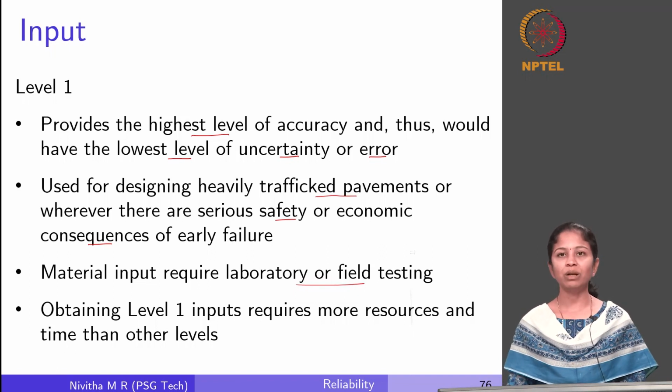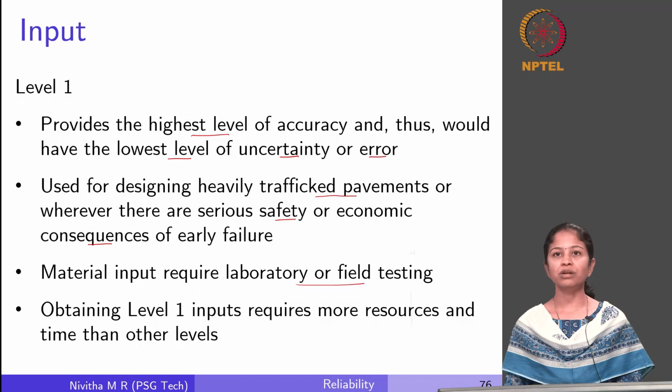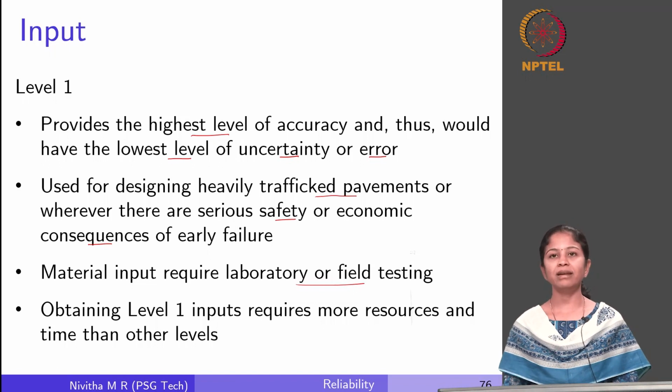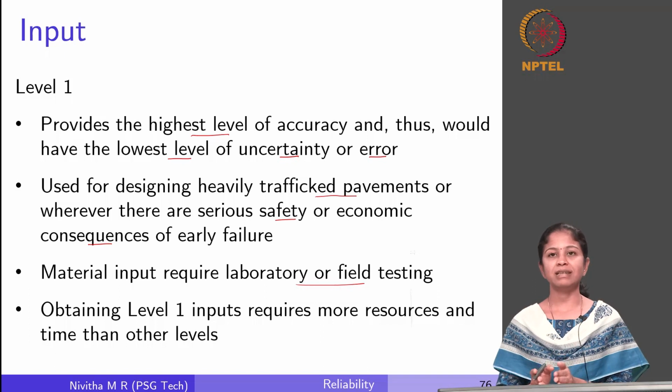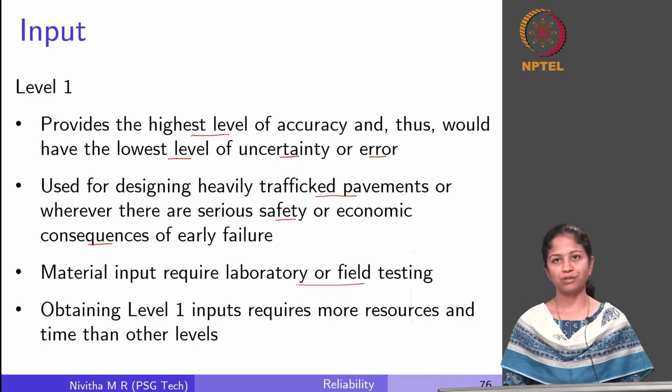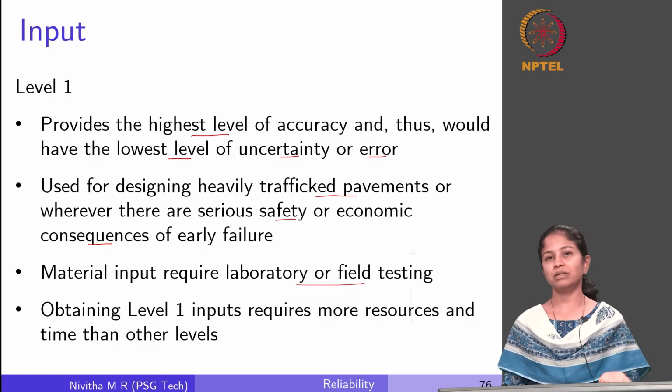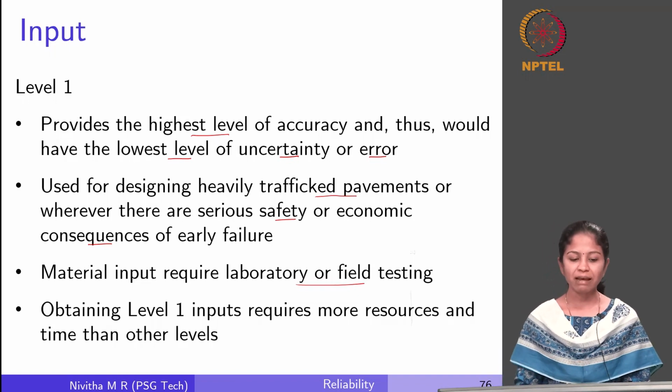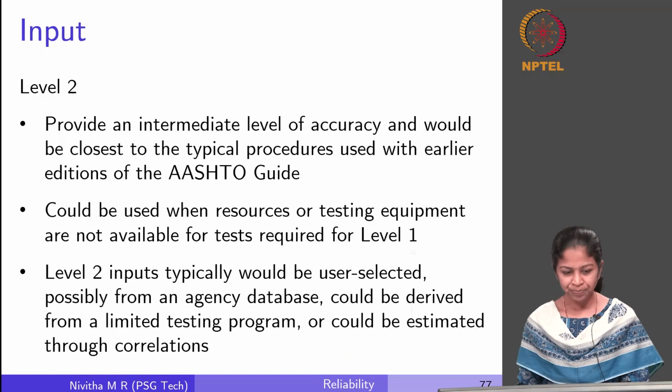So obtaining a level 1 input requires more resources and time rather than other levels, because we have to collect data which is specific to that site and then use it for our design. So collection of data is going to require lot of time and resource, but it is more accurate. So this is a level 1 data that we will be using.